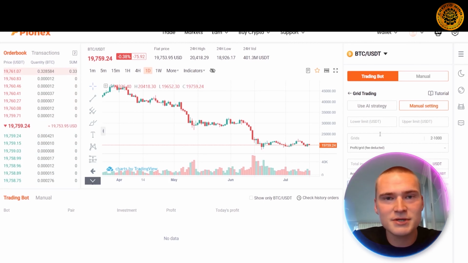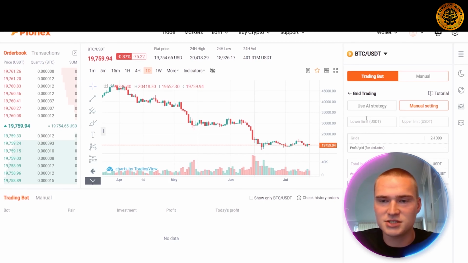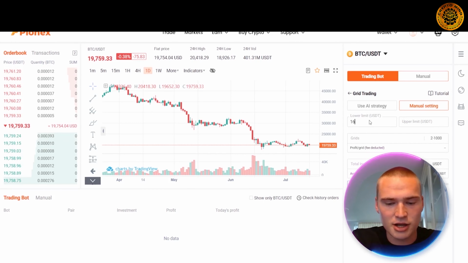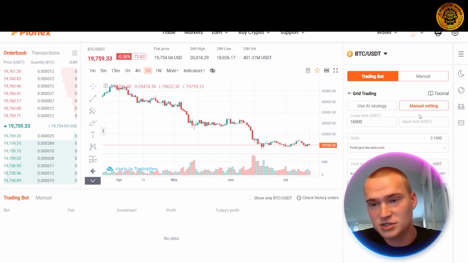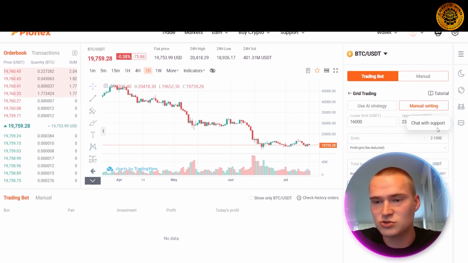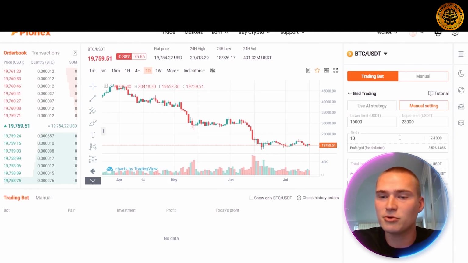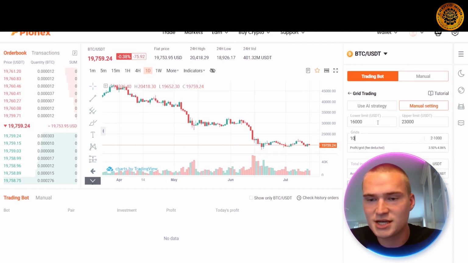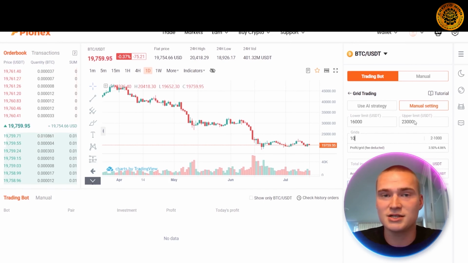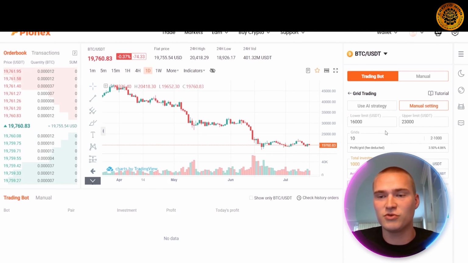And again, like we said, and like we actually saw, you can set the lower limit and the upper limit. So for example, we're right now at 19,750. Let's set the lower limit at 16,000, which is a strong support. The upper limit at, let's say 23,000, which is a strong resistance level. Then you can set the grids. Well, let's just keep the example 10. So then the area between 16,000 and 23,000 will be sliced into 10 grids. And the total investment, what I would like to invest is maybe 1,000 USDT. So I would first need to add that.